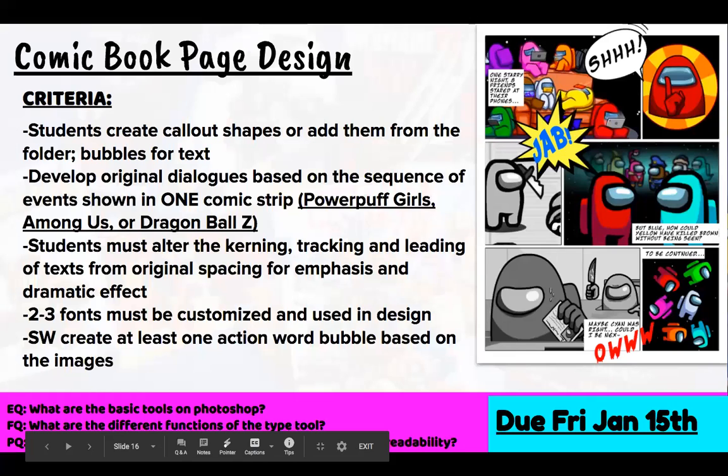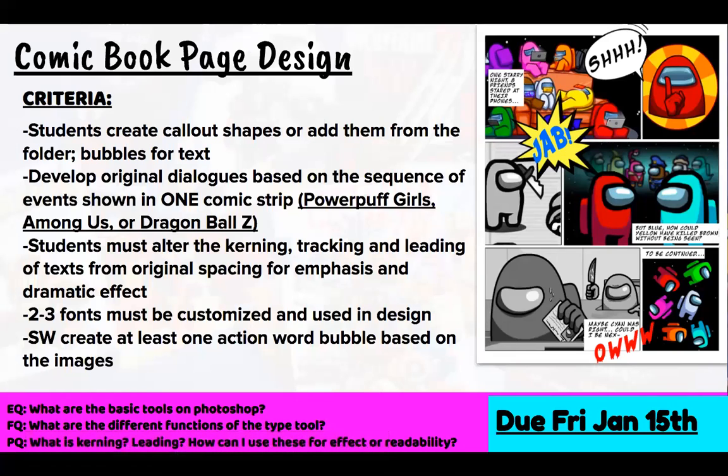Okay, so let's go over the criteria for the assignment now. So hopefully now you have an understanding of some of the tools, the text tools, and adjusting the text, warping the text. And this is the type of result you guys can get. So your criteria for this assignment is you can create your own comic book page design based on either the Powerpuff Girls comic, the Among Us comic, or the Dragon Ball Z one. You have to create call out shapes or add them in from the folder on Google Drive for your bubbles for your text.